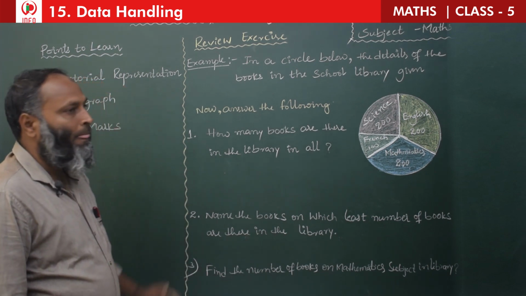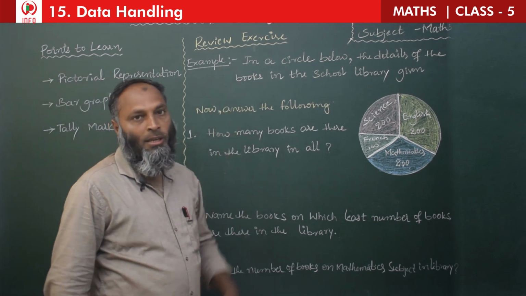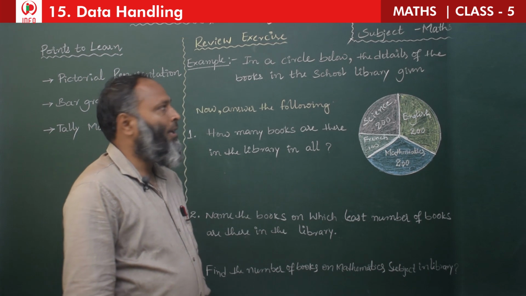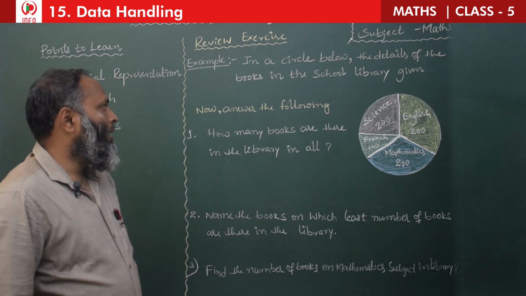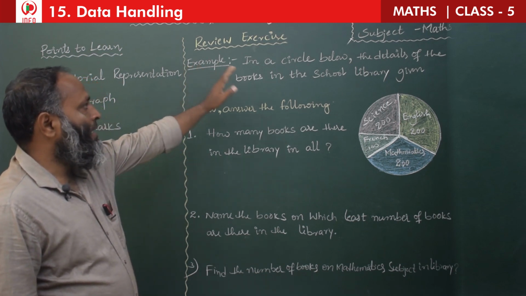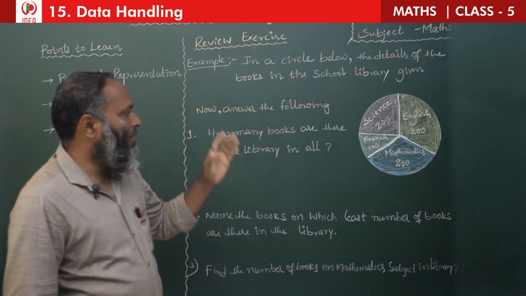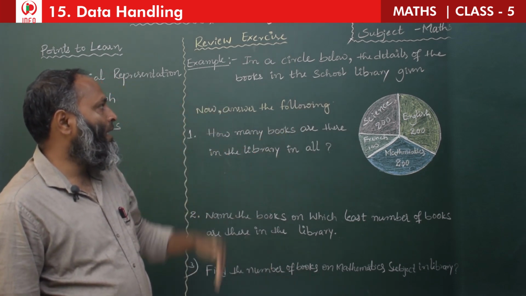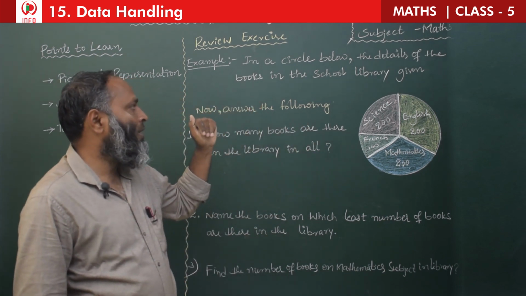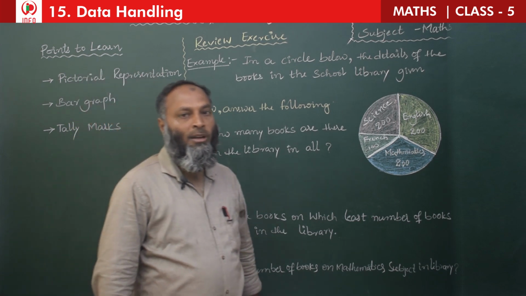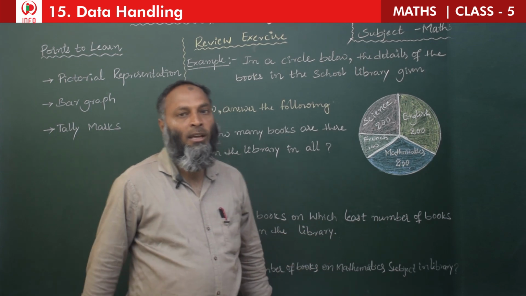Before starting our chapter, we should first recapitulate what we discussed in earlier classes. Here, what is given in the example? A circle is given below. What details are given in that circle? The details are about books in a school library. In a school library some books are there, and that information is in this circle.